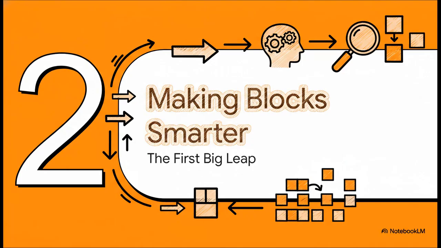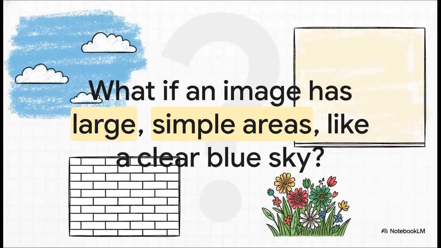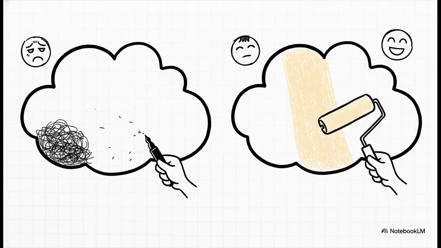Now this was a fantastic start, but of course, engineers pretty quickly realized they could make this whole process a lot smarter. It was time for the first big leap forward. I mean, think about it. An image isn't uniform, right? You might have a super detailed area right next to a huge patch of a single color, like a blue sky or a white wall. The original BTC method treated all of those areas exactly the same way.